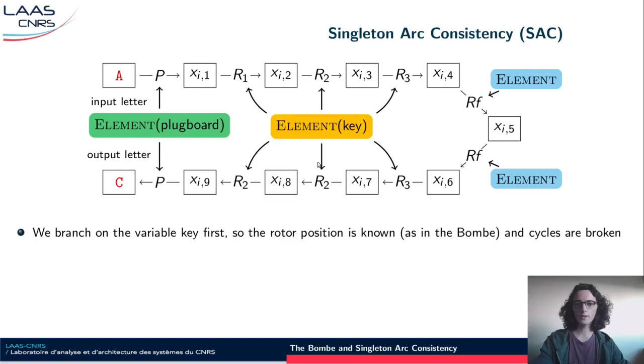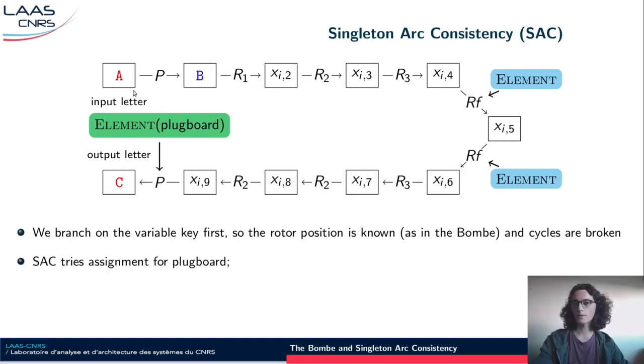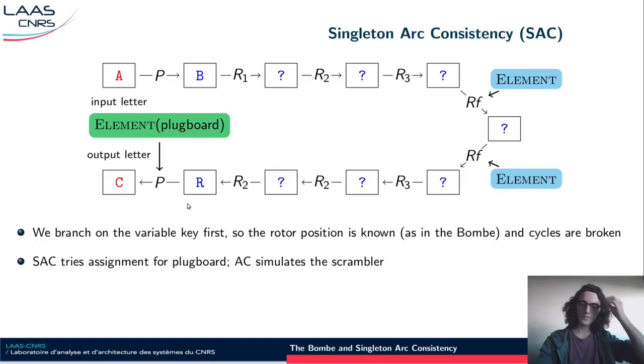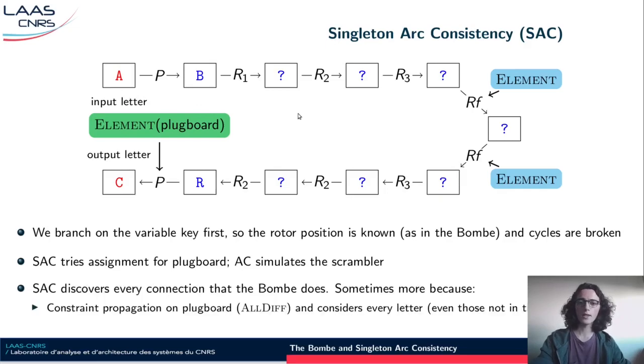We first assume a key, so this removes the parameter key from the element constraint in the rotors, and then Singleton Arc Consistency will try every possible assignment of a pair for A. Arc Consistency will simulate the scrambler and check if it is consistent. If it is not consistent, the letter will be removed from the domain of the possible match for A. So SAC discovers every connection the bombe does, sometimes a bit more, because the all-diff constraint on the variables considers every letter, in particular letters that sometimes are not in the menu.